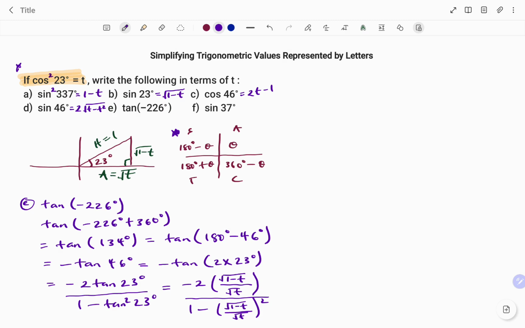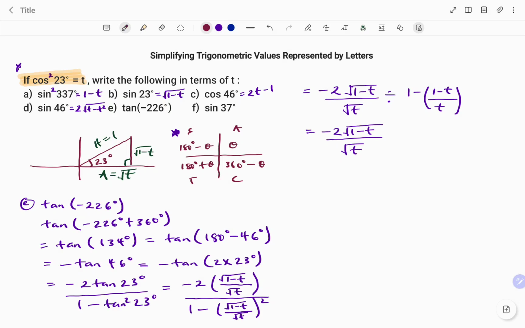Simplifying further, that's equal to minus 2 at the top for my numerator. I'm going to separate my numerator and my denominator because of the double fractions. So I have minus 2 root of 1 minus t all over root of t divided by 1 minus, in bracket, if I find the square of what I have there, applying the surd rule, that will be 1 minus t divided by t. If I simplify further, I have that is minus 2 root 1 minus t over root of t.